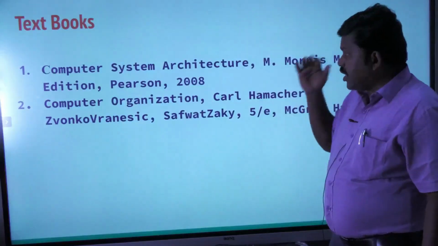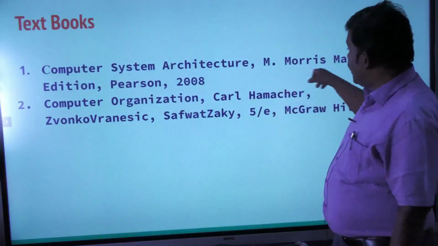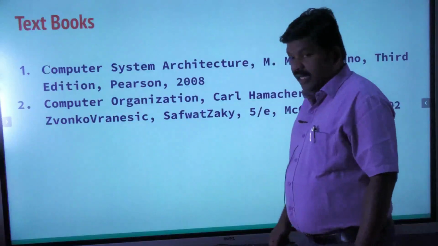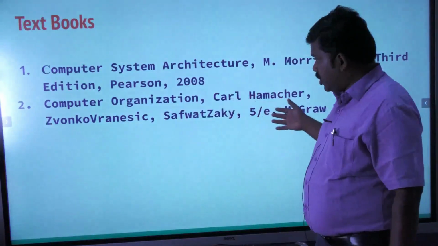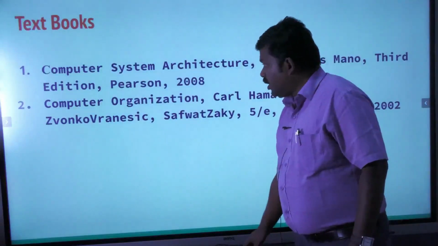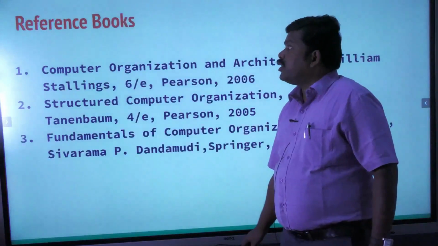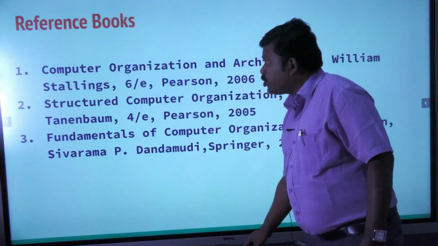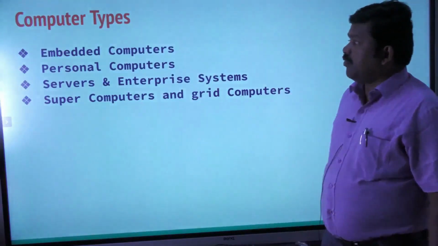These are the textbooks we already shared. Computer System Architecture by Morris Mano will cover 90% of the syllabus. The second one will cover the first unit, and it is a nice book for computer organization also. These are all the reference books. We'll start with these topics.